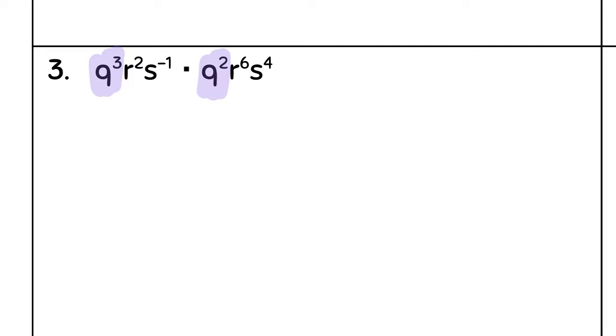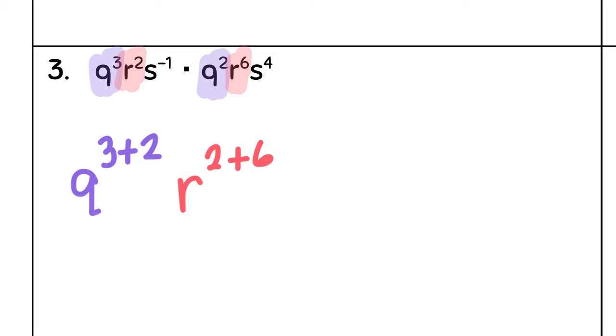So because we are multiplying, product property says that we're going to add those exponents. So I'll have q to the 3 plus 2 power. Now for the r's, I have r to the second times r to the sixth. Product property says that I need to add those exponents, so 2 plus 6. And then last I have s. So s to the negative 1 power times s to the fourth power. Let's add up those exponents, so negative 1 plus 4.